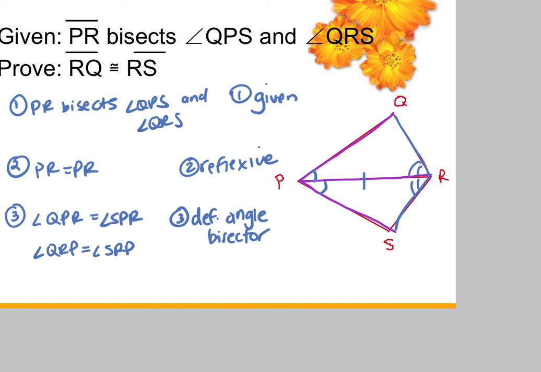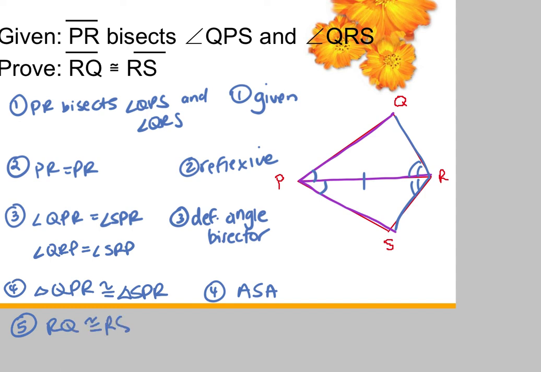Are my triangles congruent? How? ASA. Good. QPR is congruent to SPR, angle, side, angle. And if the triangles are congruent, all their corresponding parts are congruent, which leaves RQ and RS. And that reason is CPCTC.